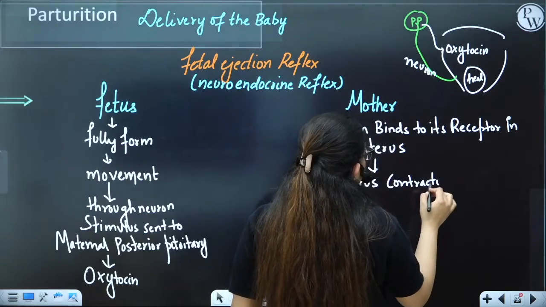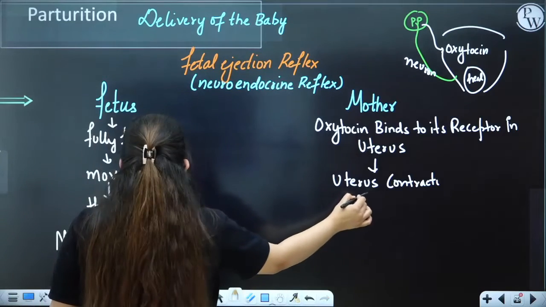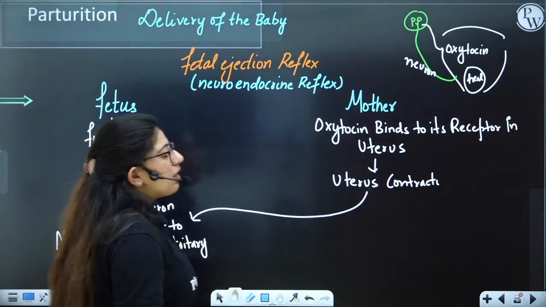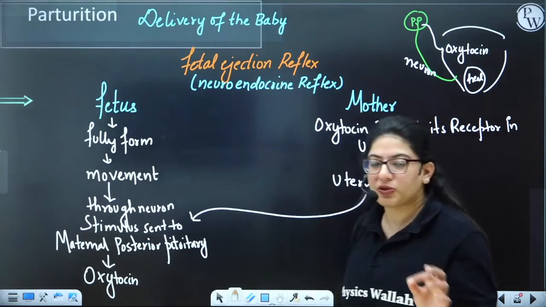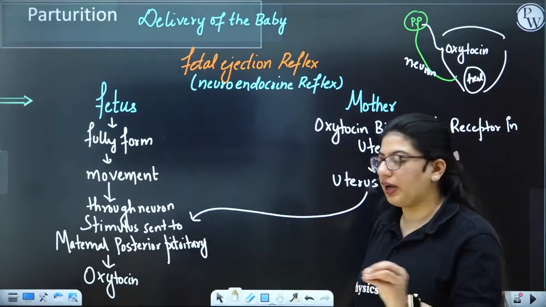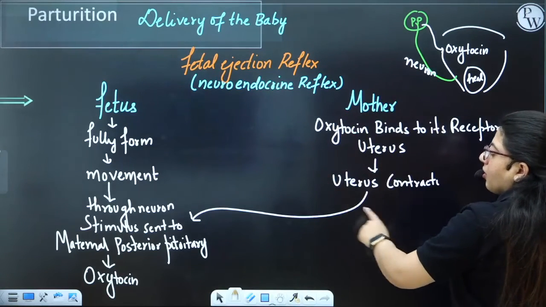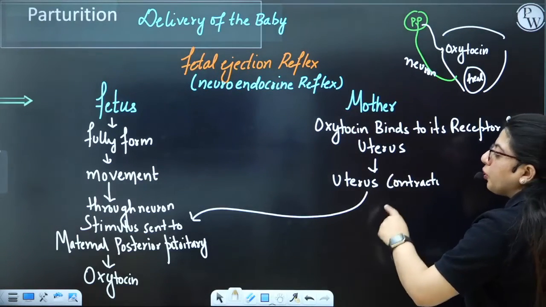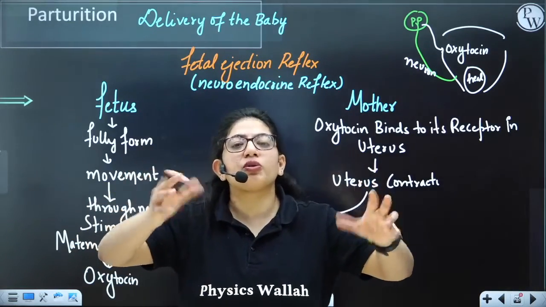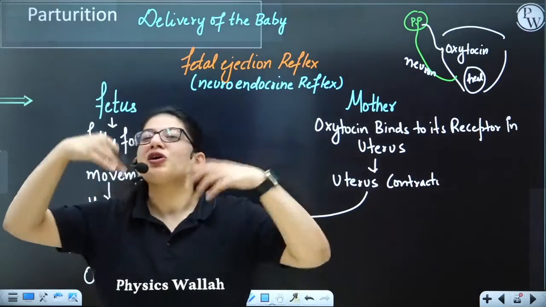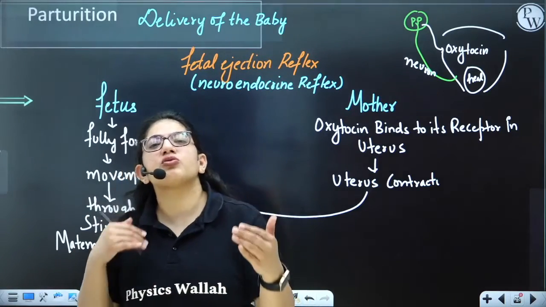The uterus will contract. Now this contraction of the uterus will send a signal to the mother's posterior pituitary. See, in a way, you want to stimulate the mother's pituitary so that it releases oxytocin. So in the mother's body, a feedback mechanism is going on. More oxytocin, more contraction. More contraction, more stimulus to the pituitary, more oxytocin. More oxytocin, more contraction. More contraction, more stimulus to the pituitary.